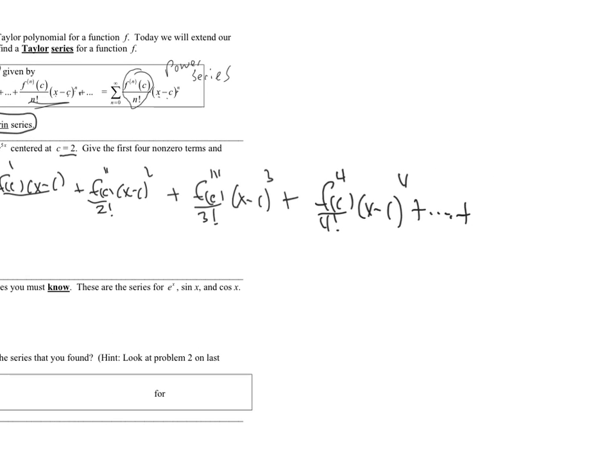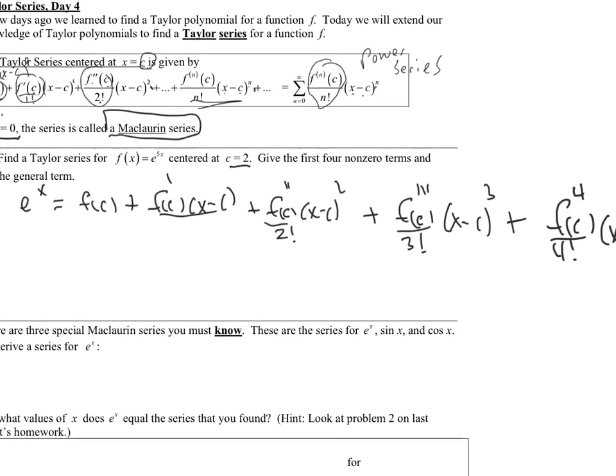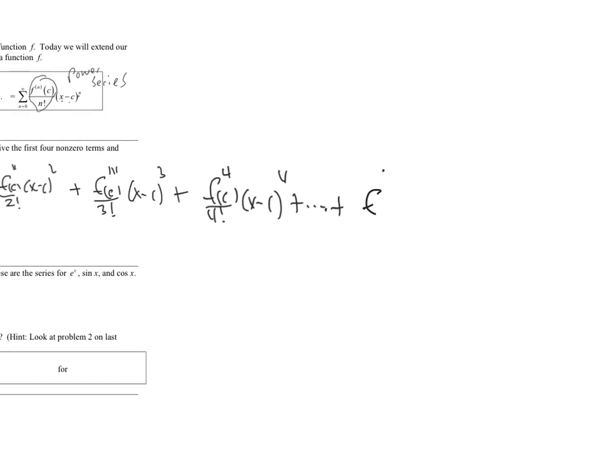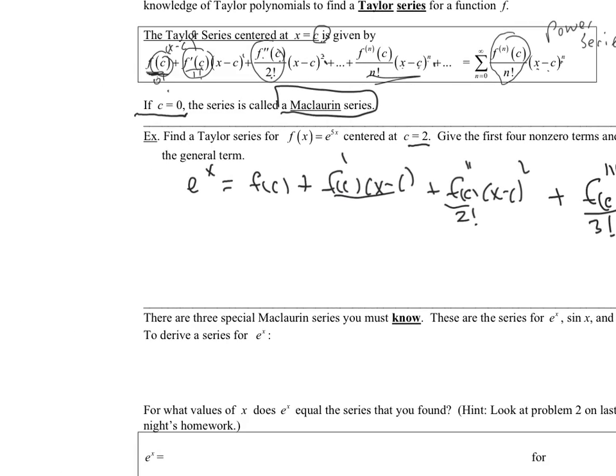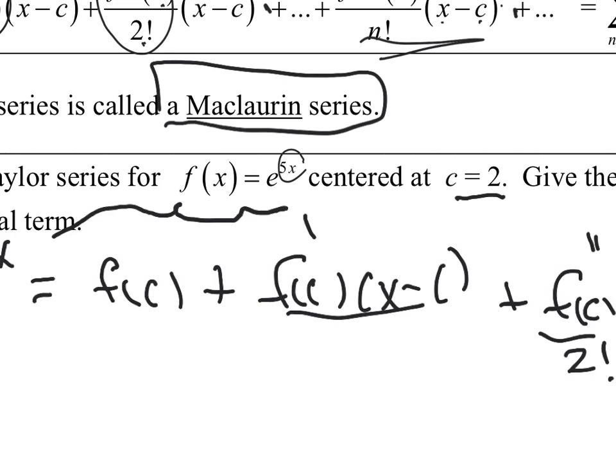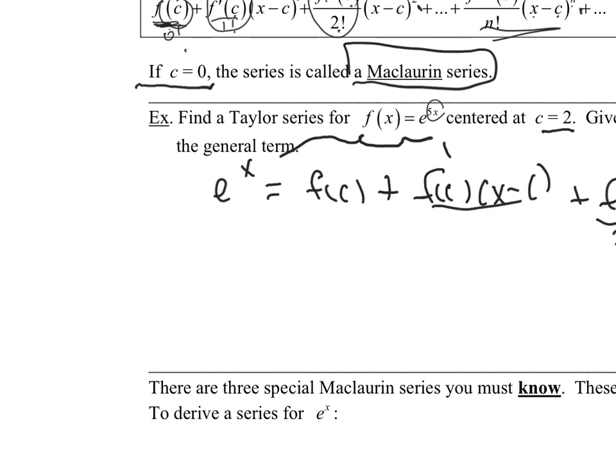And how do we write it? We write f to the nth derivative at c over n factorial times x minus c raised to the n. Now our function is e to the x. Let's see, our function is e to the x. I'm sorry, it's not e to the x, it's e to the 5x. That changes things. So what's the derivative? Well, the first one is e to the 5x, so e to the 5 times 2.